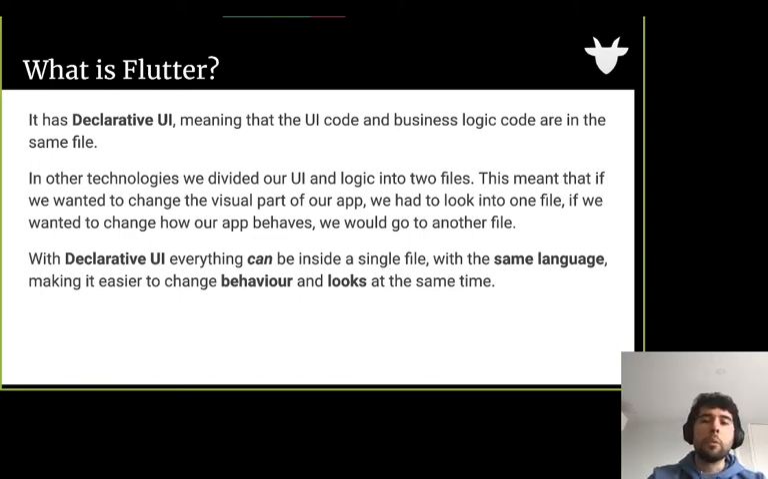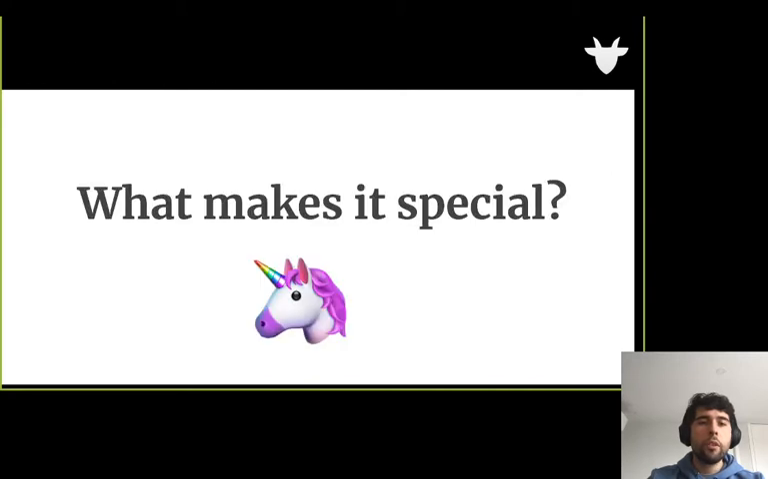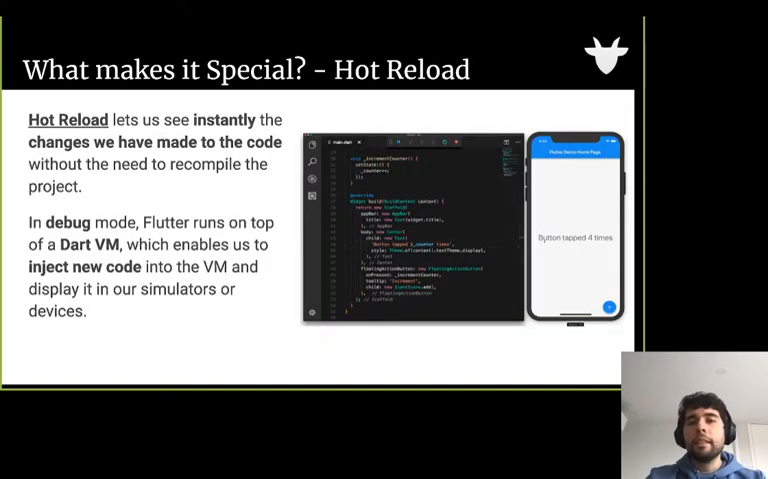This means that if we want, for example, to change the way that our app feels, the business logic, we can change it. If we want to change how it looks, we can also change it within the same file. So what makes it special? Why is it that so many people now are trying to adopt it? The first thing that pulled me is the hot reload.